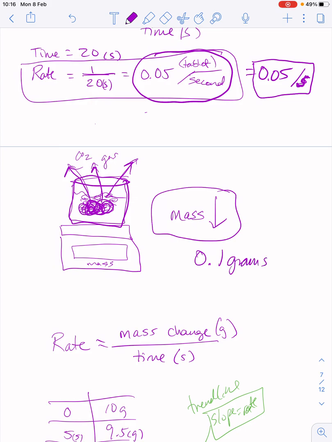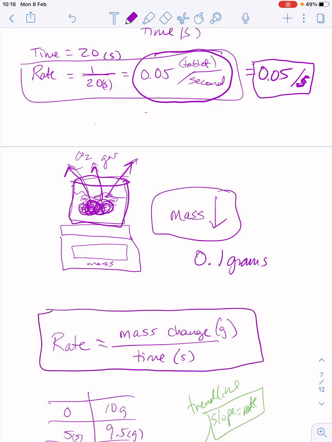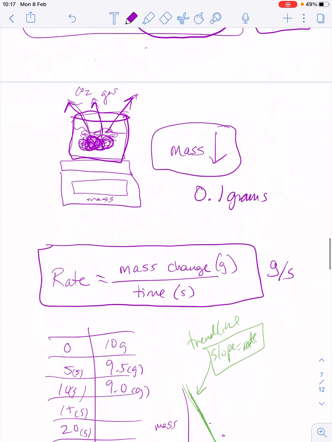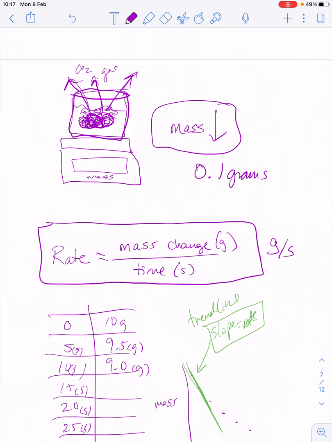So instead of waiting for the whole tablet to dissolve, you could sit there with your stopwatch, put it on the balance, and time how long it takes for a certain amount of mass to disappear. So then you could calculate the rate this way. The mass change, 0.01 grams, or 0.1 grams, divided by the time it took. And so your rate would be in terms of grams per second. So you'd have a different unit for rate, but a totally valid way of expressing the rate of the reaction.